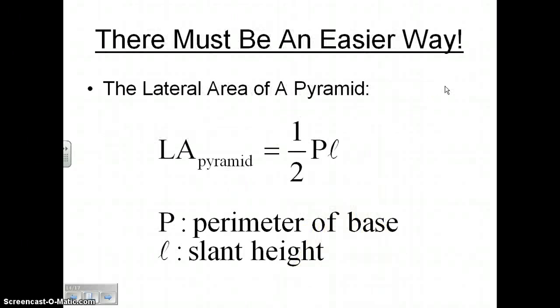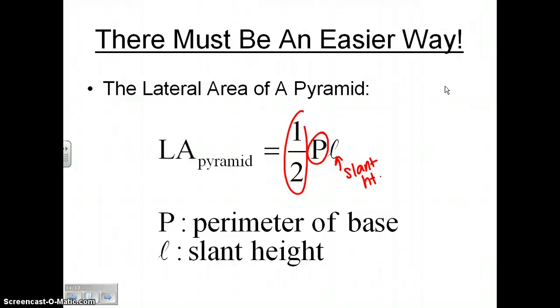So we're going to record the formula for lateral area of a pyramid. The lateral area of a pyramid is a little bit different than the prism. Remember, the prism lateral area was the perimeter of the base times the height of the prism. Well, specifically with a pyramid, you're taking the perimeter of the base, so that's very similar. But what's different is you're multiplying it by the slant height of the pyramid. So it's not the regular height. It's not the altitude. It's the slant height of the pyramid. And then you're multiplying it by half.